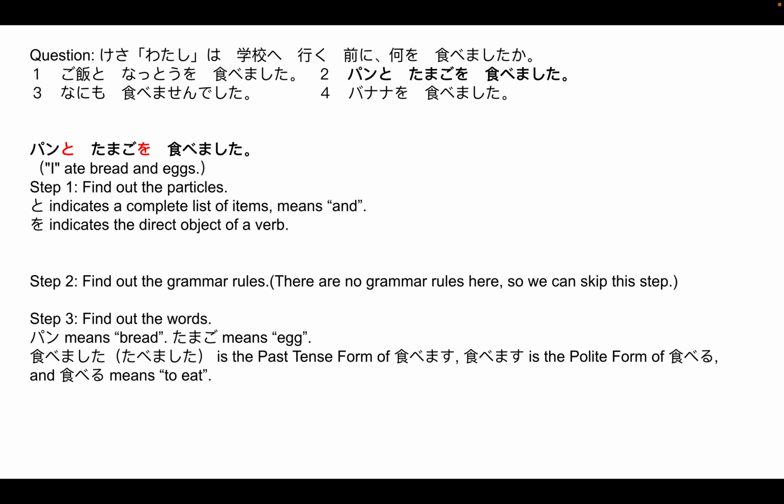パンと卵を食べました。I ate bread and eggs. To indicates a complete list of items, means and. Wo indicates the direct object of a verb. And step 3. パン means bread. Tamago means egg. 食べました is the past tense form of 食べます。食べます is the polite form of 食べる, and 食べる means to eat.